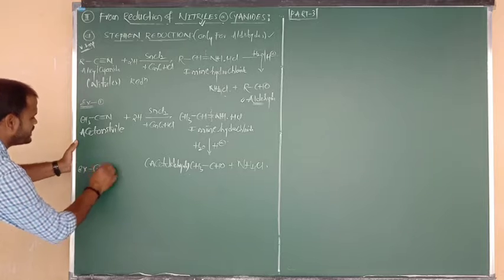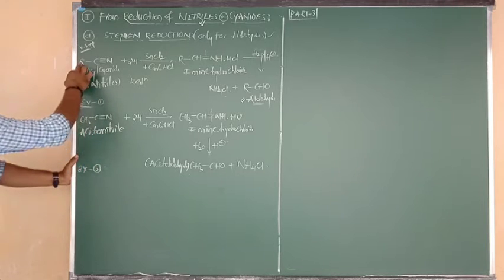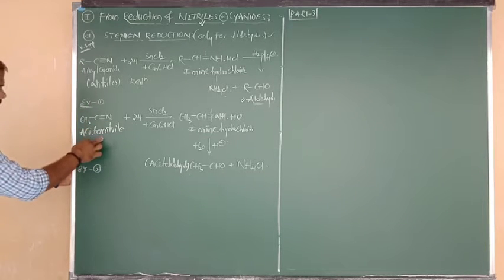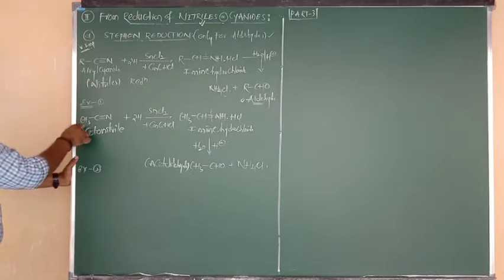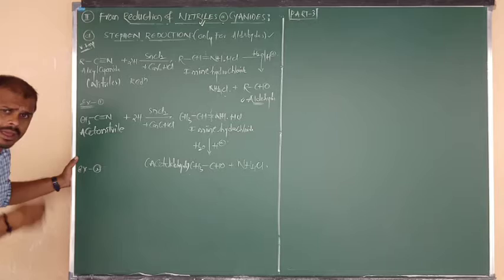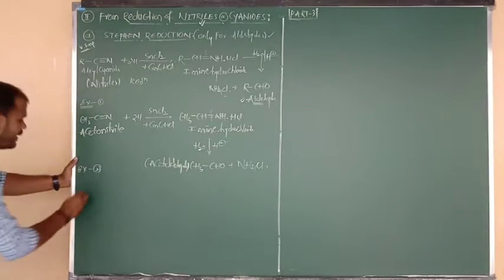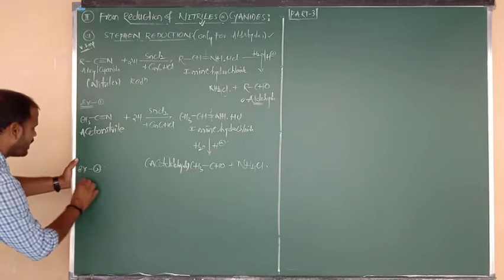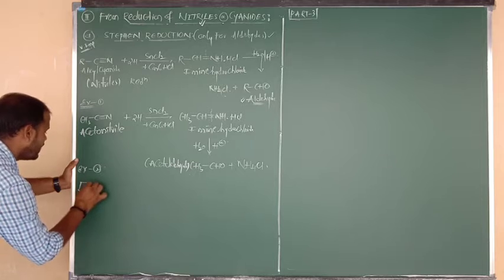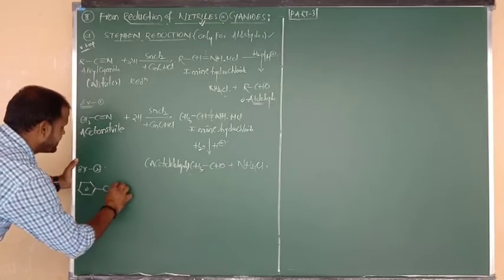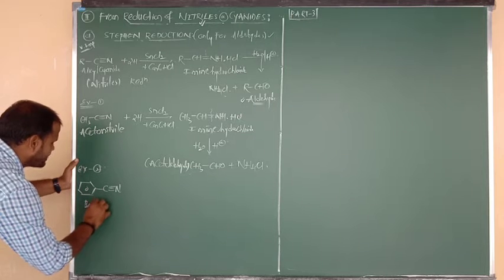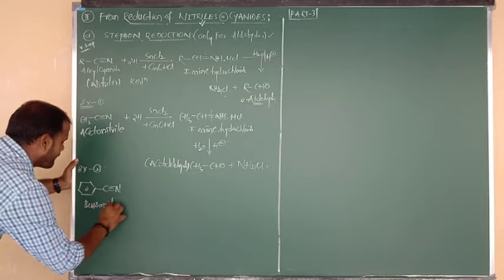Yes, I am going to show you the second example. In place of R, we have written CH3. It becomes acetonitrile. It gives acetaldehyde. If in place of R there is benzene, that is benzonitrile. Benzonitrile gives what? Benzaldehyde. So once again, in place of R, I am going to write benzene. Otherwise, simply you can write C6H5. C triple bond N. The compound name is called benzonitrile.